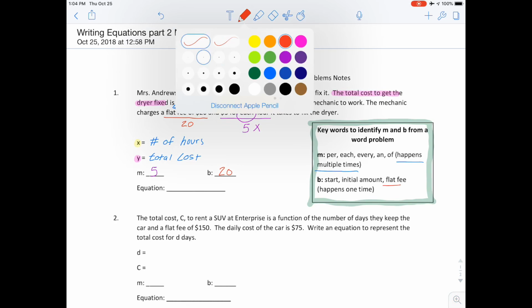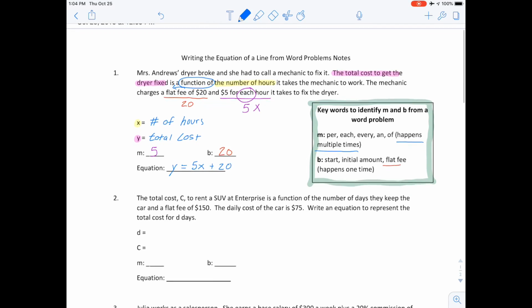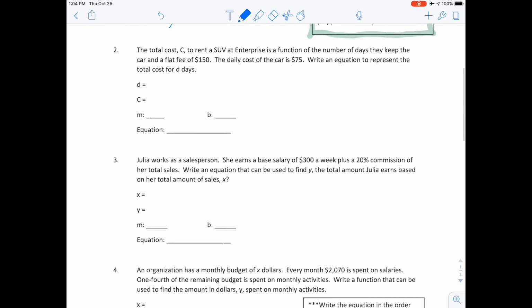Now that I have m and b, we can write our equation. Y equals 5x plus 20. All right, so what this means is it's $5 for each hour plus the flat fee of 20, and that's going to tell us our total cost. All right, so let's look at the second one here.